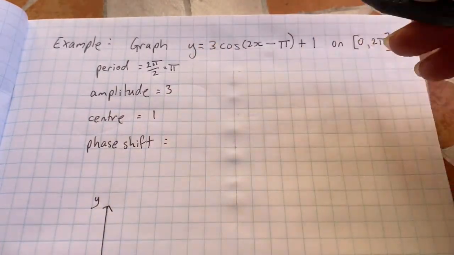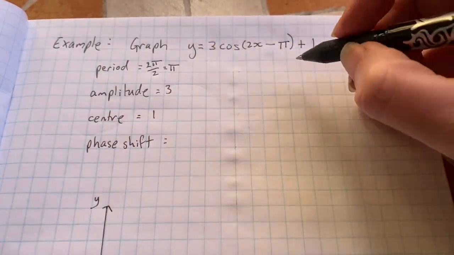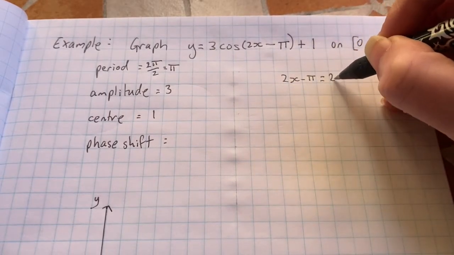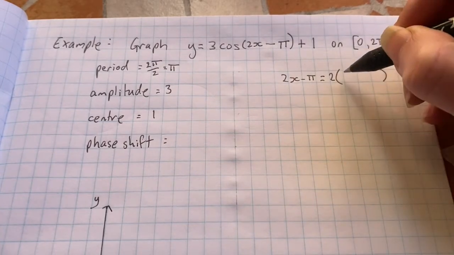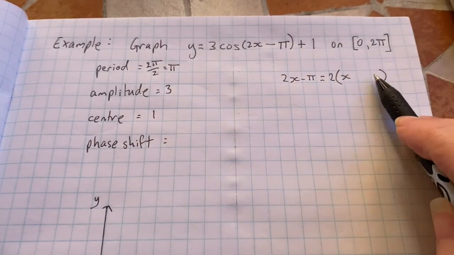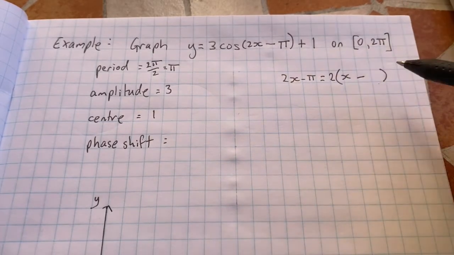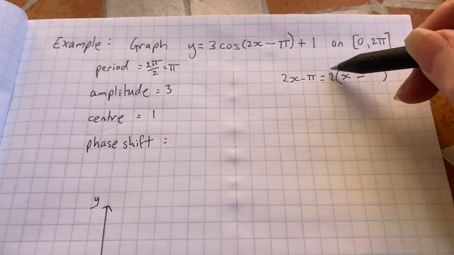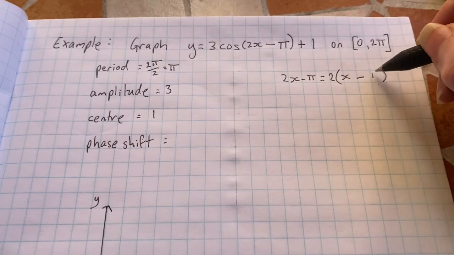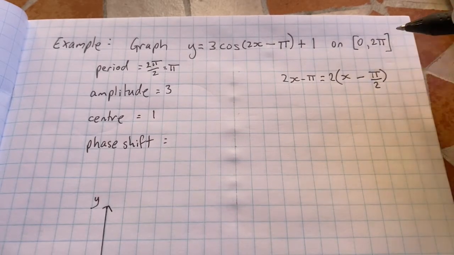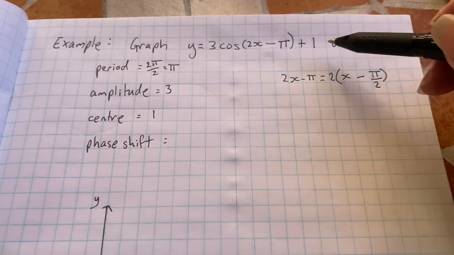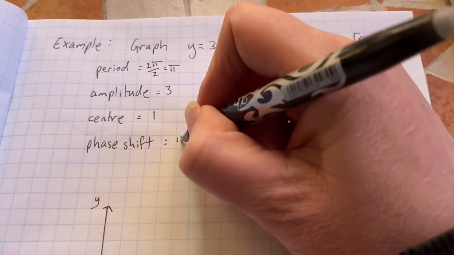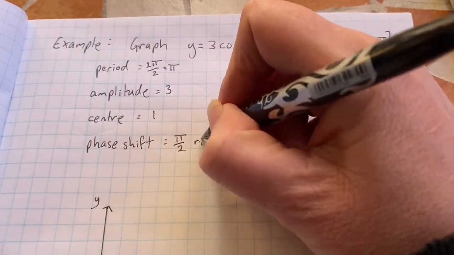Now to work out the phase shift, we must factorize this. So 2x minus π, we need to put a 2 out the front. Now you need to work out what goes here. That's going to be minus. So this times that equals π. And what you end up getting is this number comes down underneath. So π on 2. If you multiply those, you will have that. So the phase shift here is π on 2 to the right.